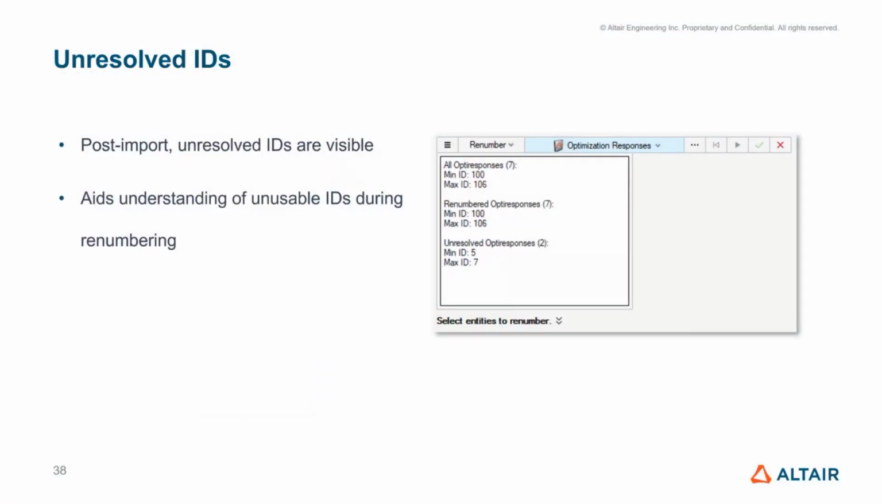One more change is in the text box. We now display unresolved entities. So sometimes after importing a solver deck, there might be an entity that's referenced but not explicitly existing in the HyperMesh session. And in this case, unresolved IDs are used to capture and maintain that ID. Those IDs can't be taken when doing renumbering.